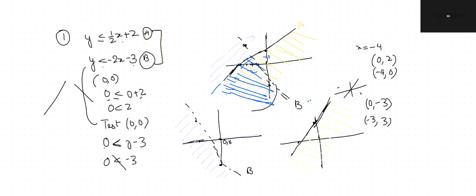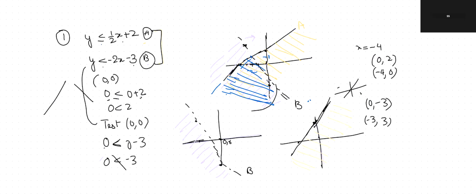And remember, when it has an equal to sign, we make it a complete line, and when it doesn't have an equal to sign, then it is dotted. When it has an equal to sign, we draw a solid line.